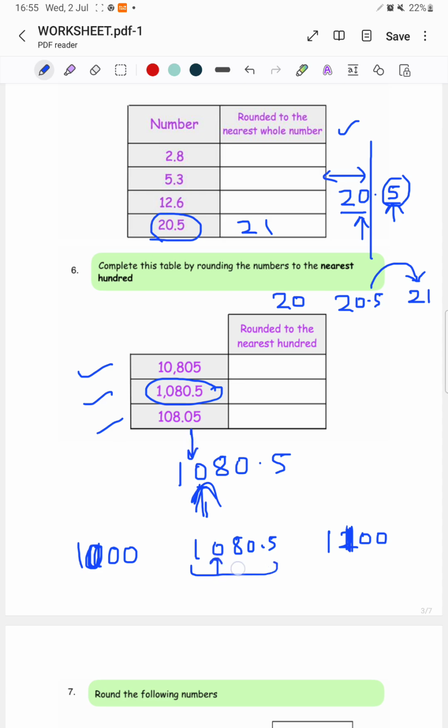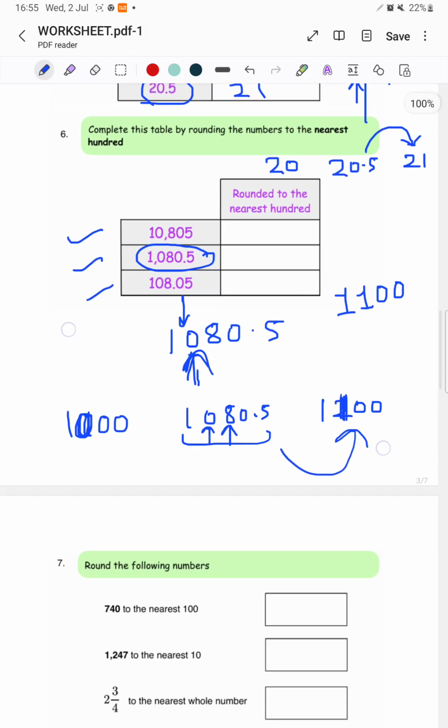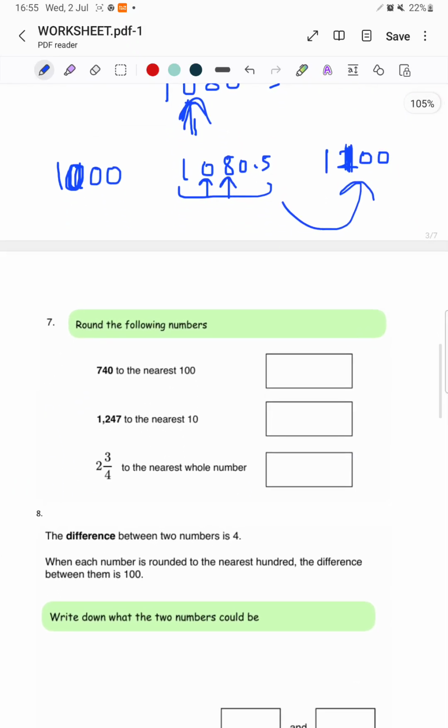So this is the 100 position and the next digit is 8. So it will move to the higher side. So the answer will be 1100.